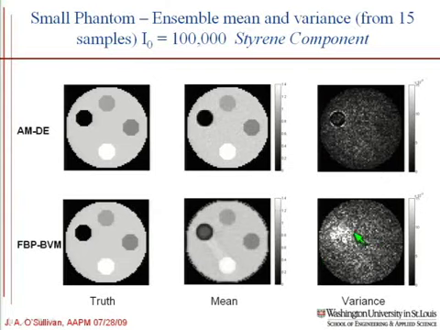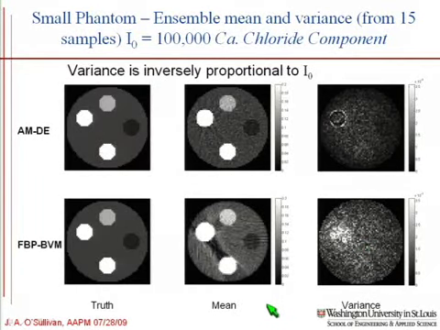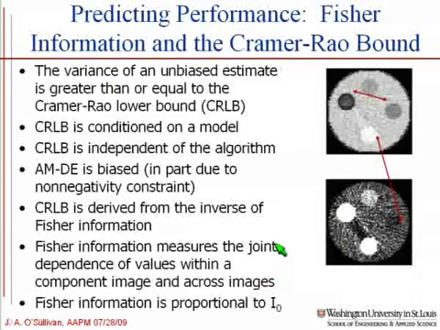These variance images are on the same scale. And so we say, well, the variance of the filtered back projection versus the AM dual energy for the styrene component, this variance is much higher, and the mean has some artifacts as well. Calcium chloride component, again, for filtered back projection, you have some artifacts, and the variance is higher. And the question is, can we compute that analytically?